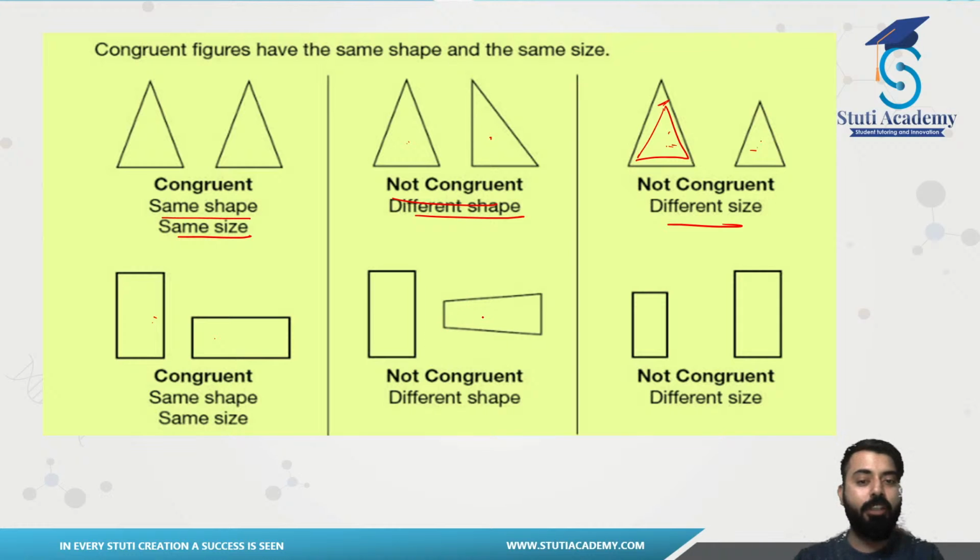But in this case, you see, this is a trapezium, this is a rectangle, different shapes. Both of these are rectangles, but their sizes are different. They can be similar, but they will not be congruent. So that is the thing that I was telling you. So let's move forward and see.